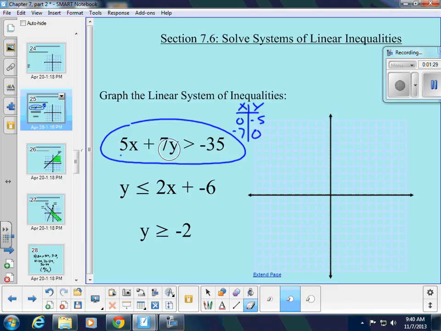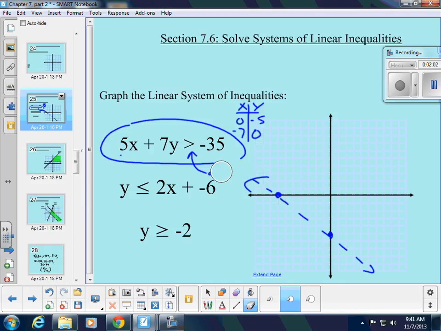So I can find my two intercepts, my x and y-intercept, and graph those. These will be 2 points that I can use to graph my inequality. 0, negative 5, and negative 7, 0. There's my inequality. Again, looking at the inequality itself, since it's greater than and not greater than or equal to, I know this will be a dashed line. This tells me that the answers are not part of the line. They're just on one side or the other of the line. It's more of just a boundary.